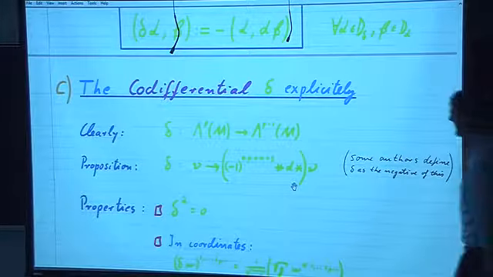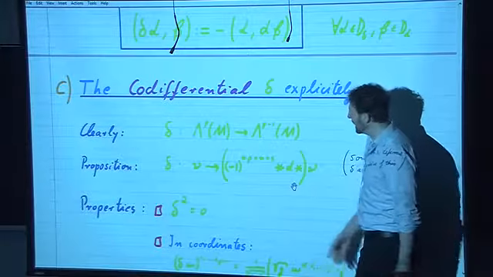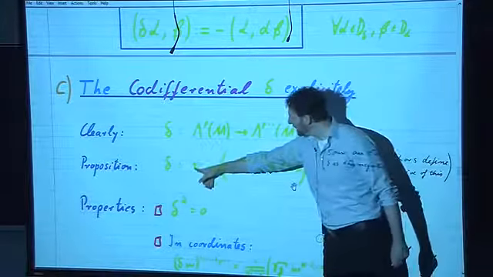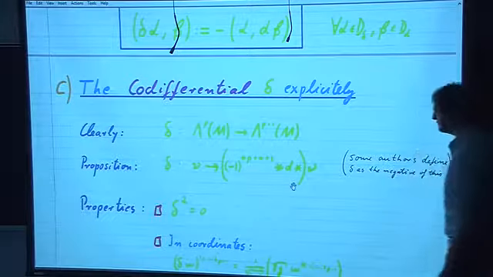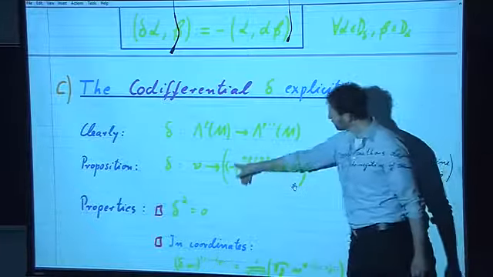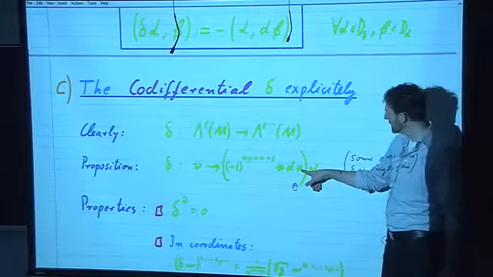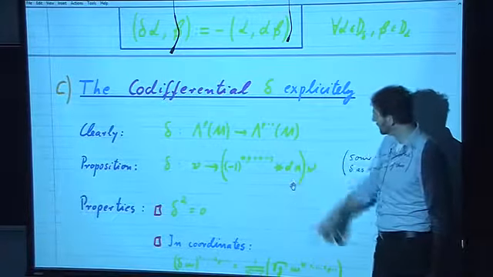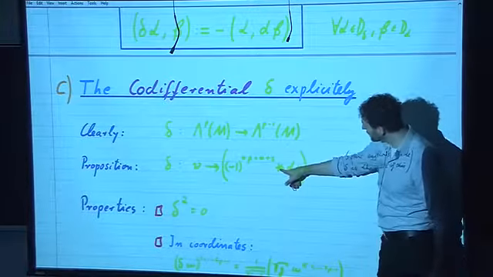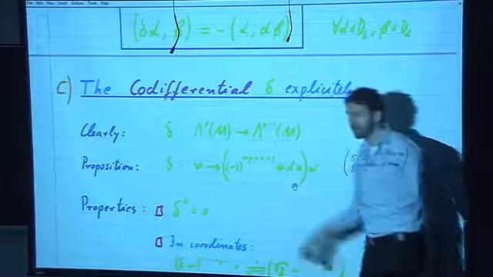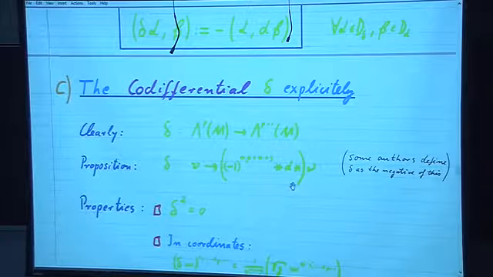And the proposition is, and again, it's tedious to prove this, that the co-derivative maps a differential form nu in this way. You take the nu, apply the Hodge star to it, then apply the exterior derivative to it, then apply the Hodge star to it, and then undo minus signs by putting this factor in front. And then that's what the co-derivative is.